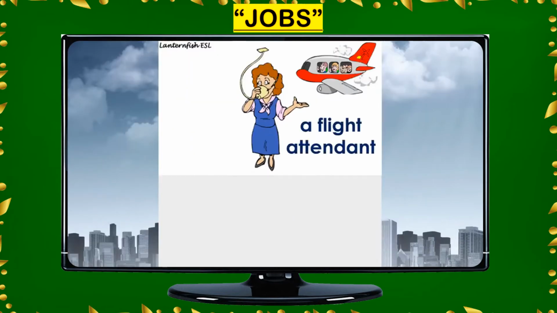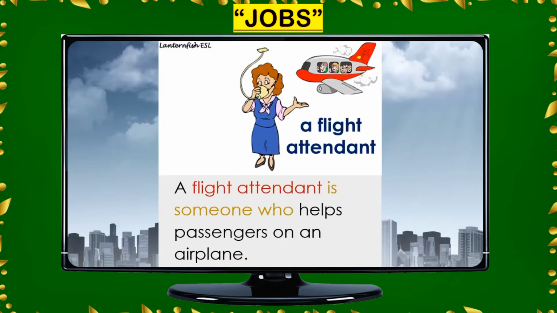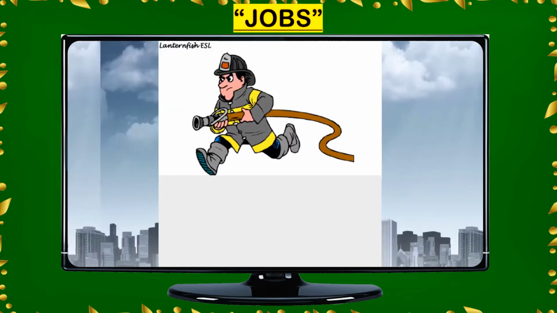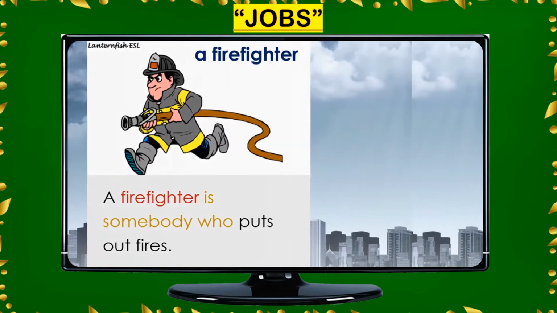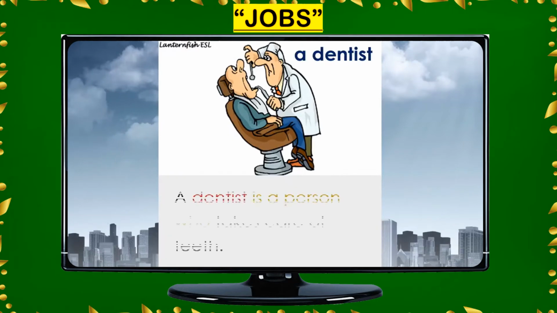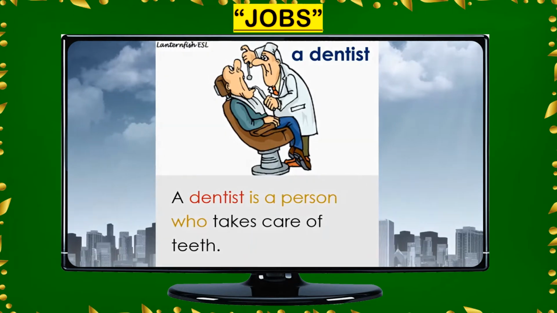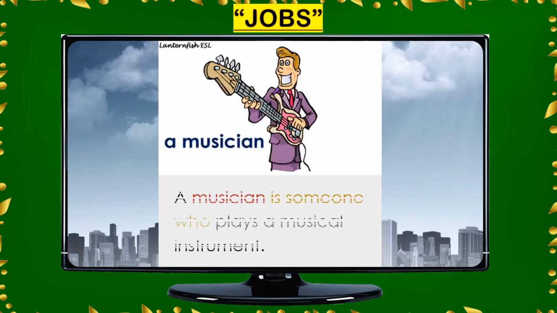A flight attendant. A flight attendant is someone who helps passengers on an airplane. A firefighter. A firefighter is somebody who puts out fires. A dentist. A dentist is a person who takes care of teeth. A musician. A musician is someone who plays a musical instrument.